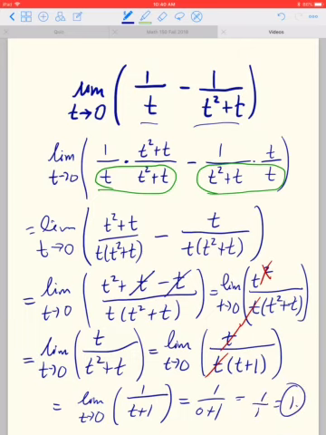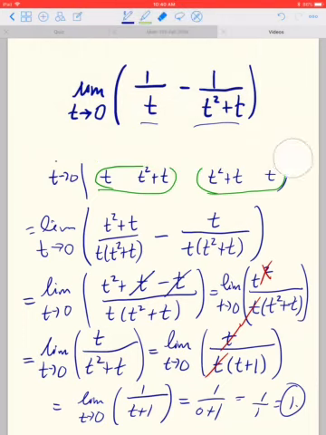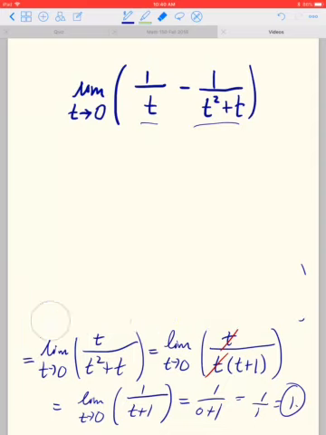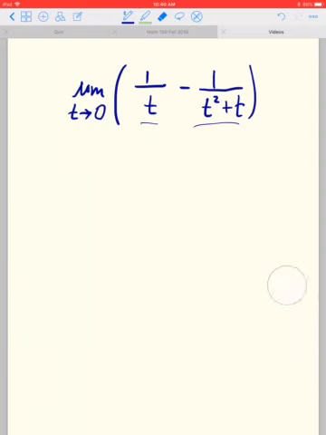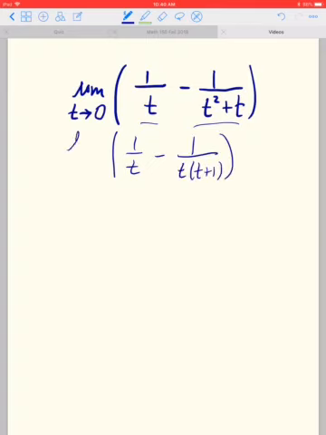So this is an example of adding rational functions. Some of you might have wondered what would have happened if we had factored it earlier on in the process. So let's actually see what happens there. Let me just erase all this. So another way we could have done it is to say, well, first thing I'm going to do is factor this, and I get t times t plus 1.